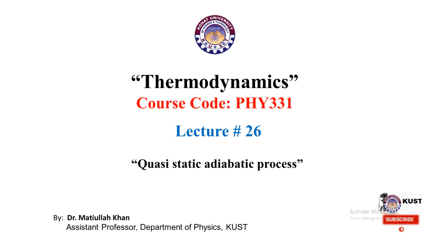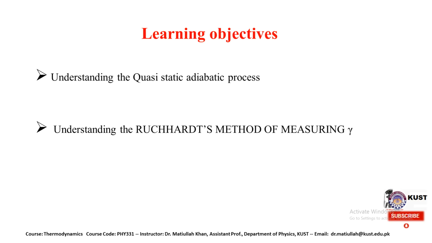This is a part of our lecture that has been taken from the course outline of thermodynamics, having the course code PHY331. The learning objective from today's lesson is to understand the quasi-static process, and we also need to know the experiment that is used for measuring the value of gamma, and at the end we will discuss the Clark and Kidd's experiment for measuring the value of gamma.